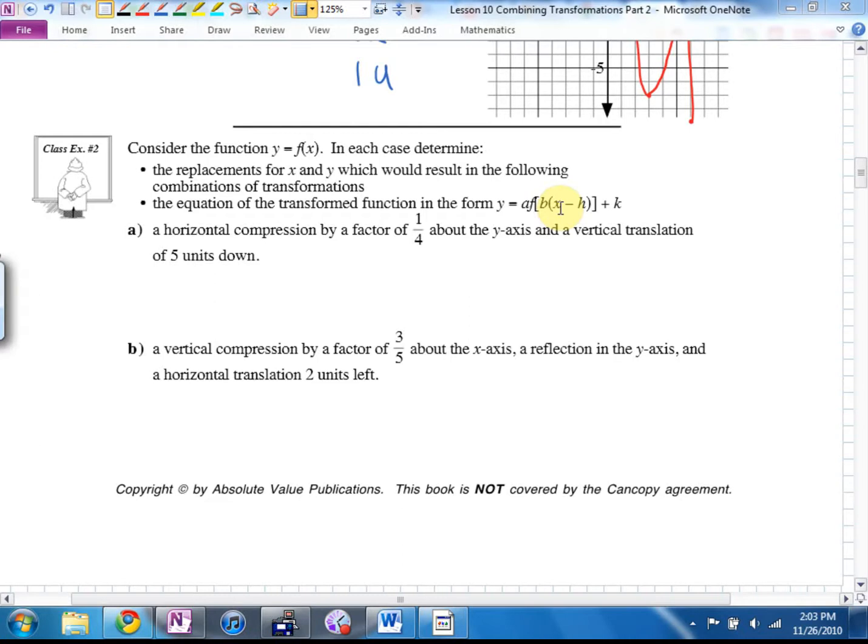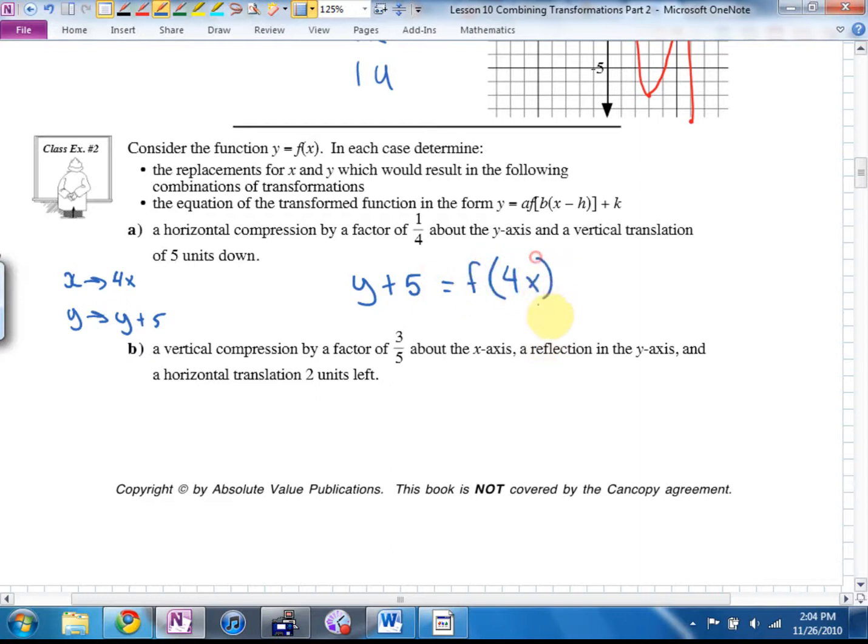So horizontal compression by a factor of 1/4. Horizontal x. Replace x with 1/4 x or 4x. Which one? Everything's backwards. And then vertical translation 5 units down. Vertical 5 down. So if this is my original, can you see it? y plus 5 equals f of 4x.